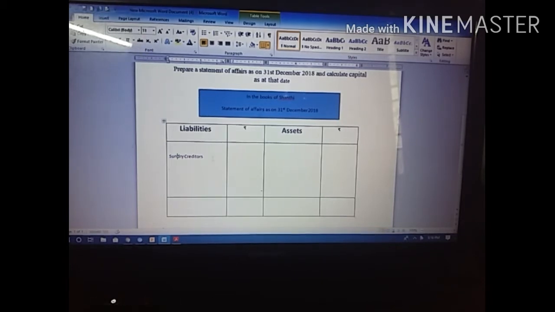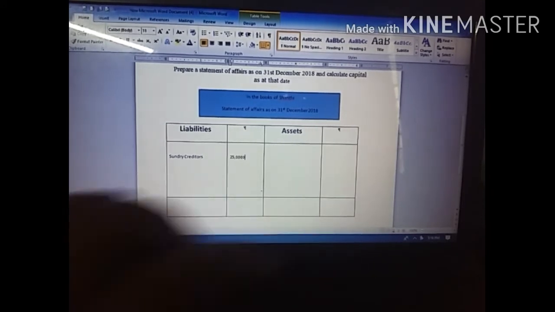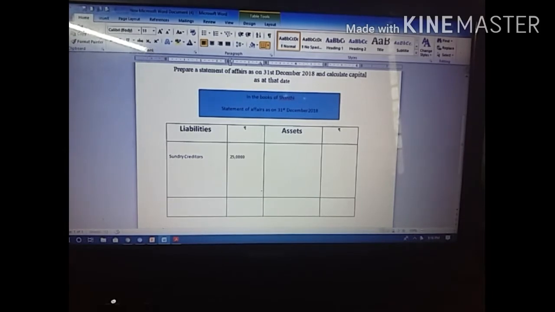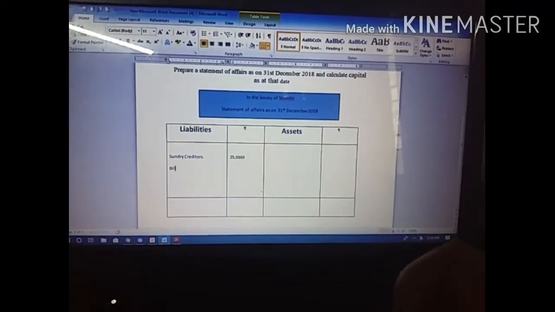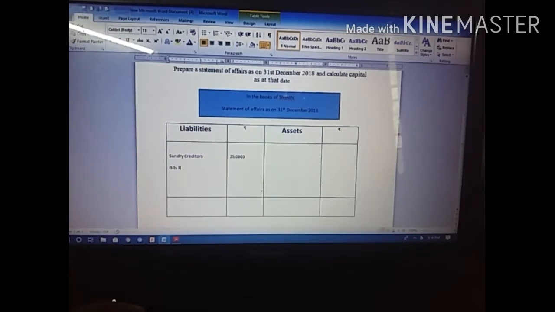Sundry creditor. So how much sundry creditor? They are given sundry creditor 25,000. Then next, bills receivable, sorry, bills payable. So bills payable 4,000.